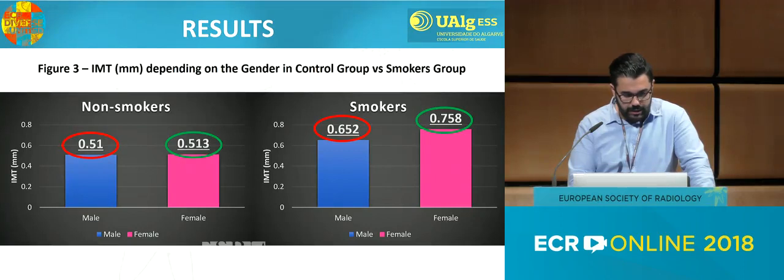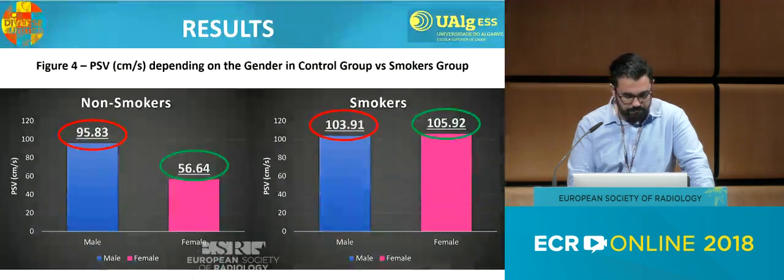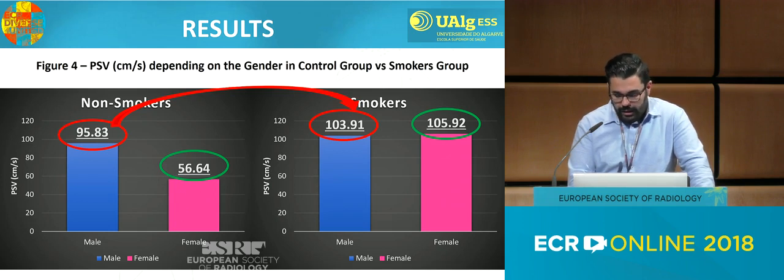Here we can see the IMT depending on the gender in the control group and the smokers group, where we can see that the male smokers got an IMT of 0.652 and the female smokers got 0.768. Here the PSV, where we can see that the male smokers got a value of 103.91 and the female smokers got a PSV of 105.92.